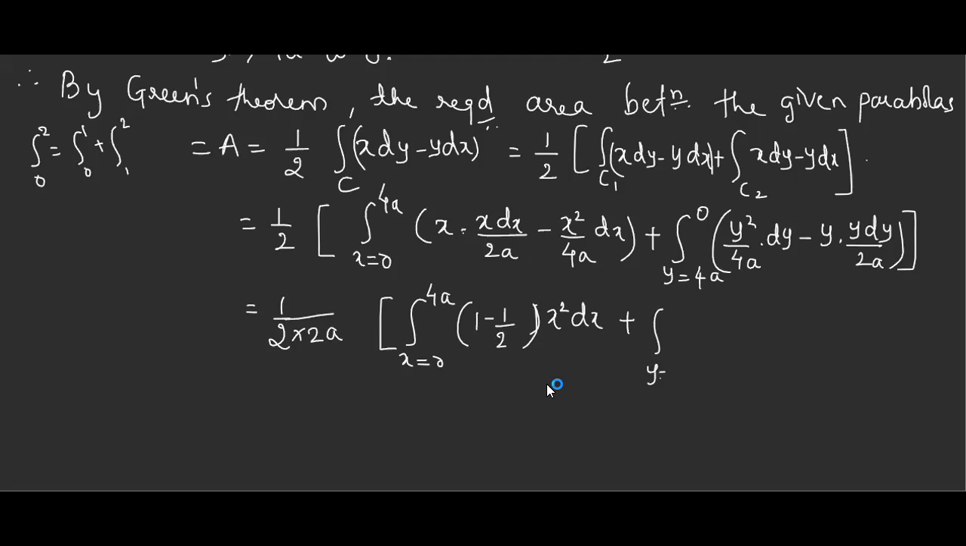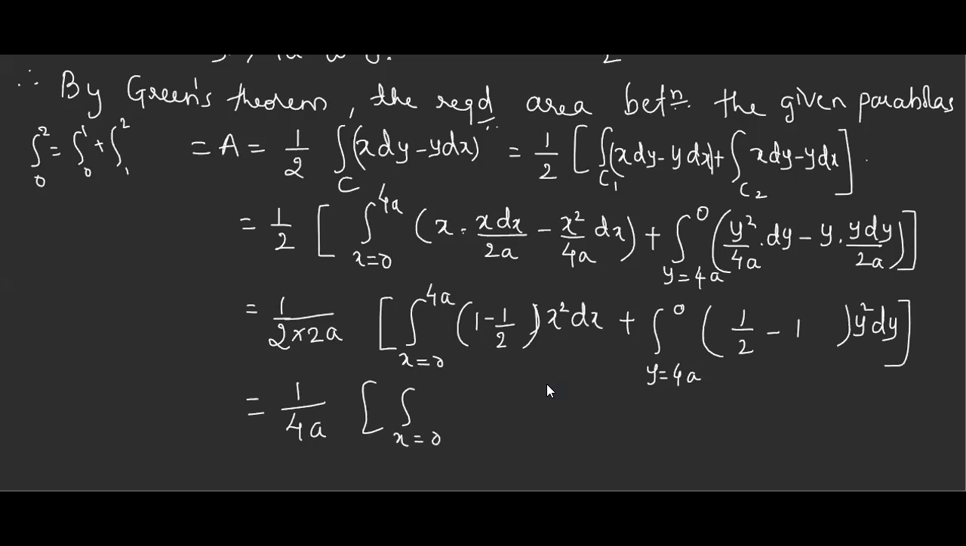Similarly here, you have taken 1 by 2a out. Both are having y square dy. If I take it common, what remains in the first term? 1 by 2 minus 1. What remains here? Minus 1. Okay, so this is now 1 upon 2a into 2, that is 4a. Integration, x is varying from 0 to 4a. What is the value of 1 minus half? In 1, if you remove half, what remains? Half remains, so I'll write it as x square by 2.